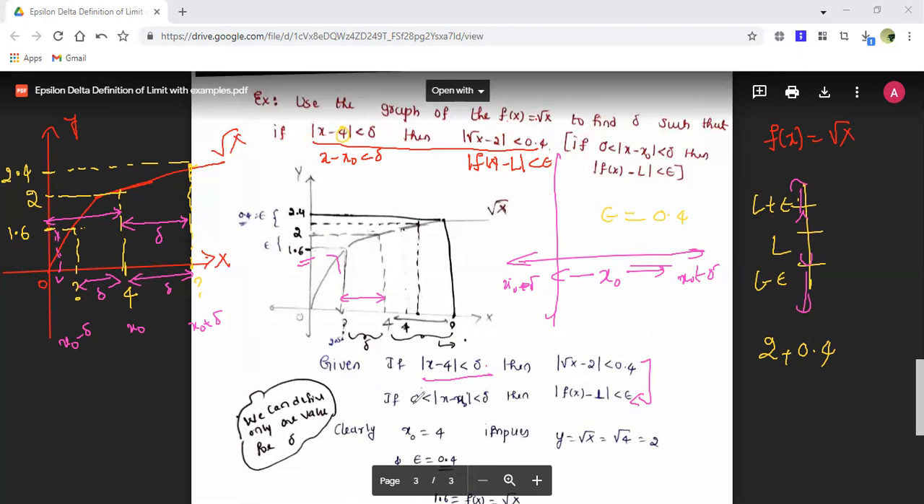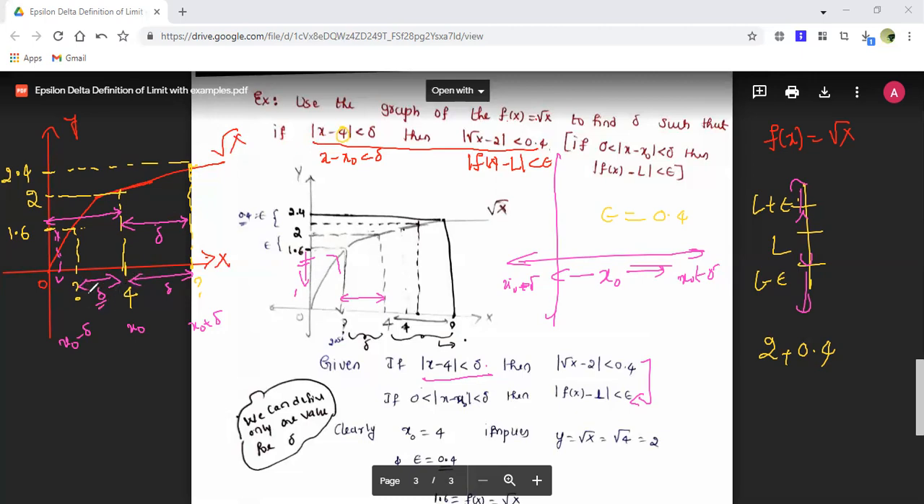So we can define only one value for delta as I explained you now, because this delta is quite bigger, the distance which will be taking beyond the value of say 1.6, but as per our epsilon value we cannot take beyond this, so we cannot take beyond this values. So therefore this delta cannot be considered. So what delta we have to consider then? This delta we have to consider. This is the delta in fact. So this distance is delta.